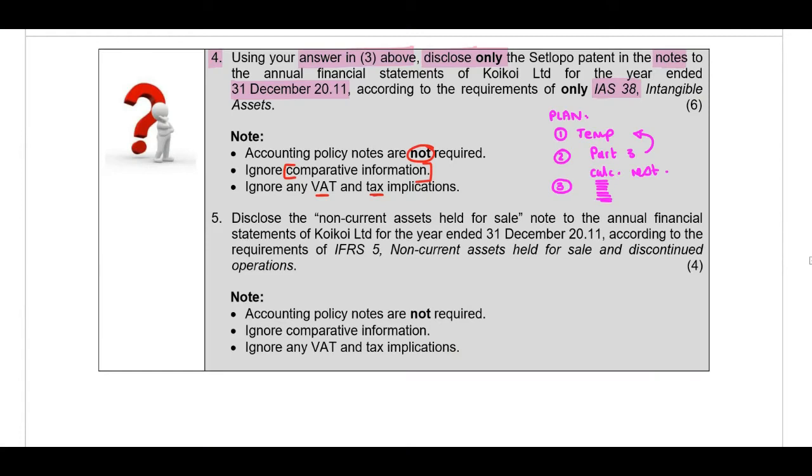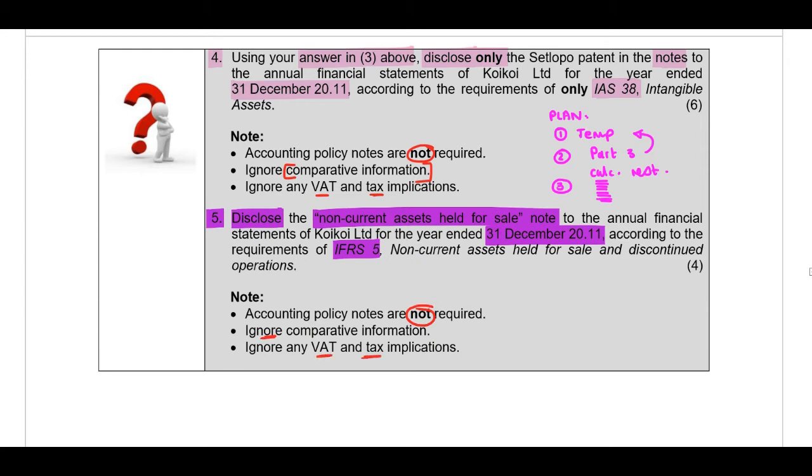Right, part number 5. Disclose. Therefore, identify this as a note. The non-current asset held for sale note to the annual financial statements of KoiKoi Ltd for the year ended 31 December 2011, according to the requirements of IFRS 5, non-current assets held for sale and discontinued operations. Note: accounting policy notes are not required. Ignore comparative information, ignore VAT and tax.